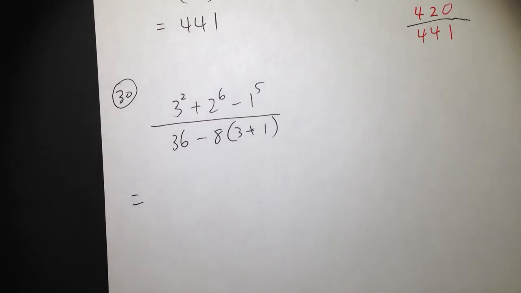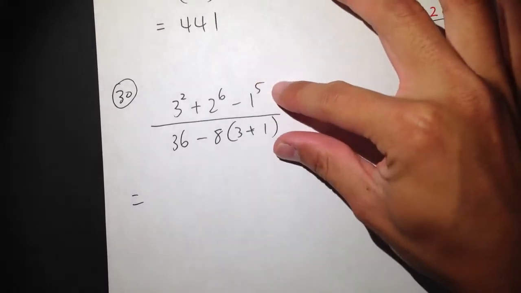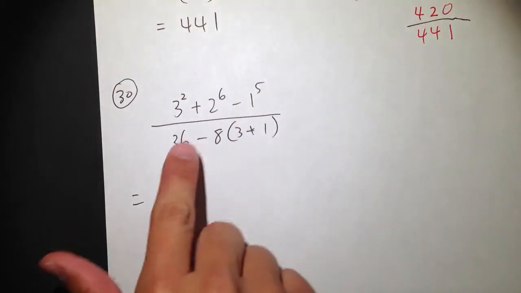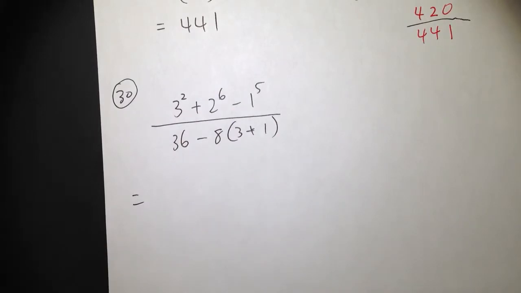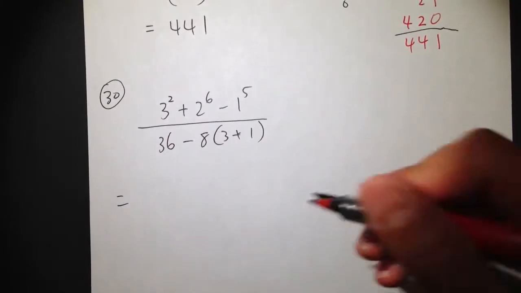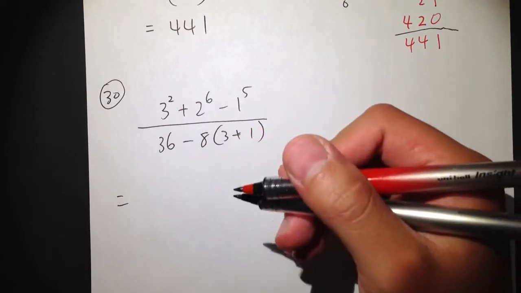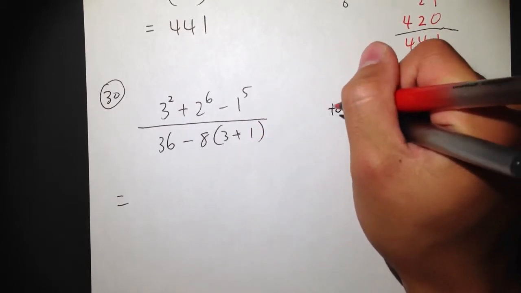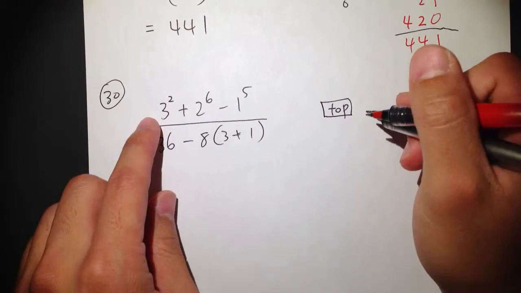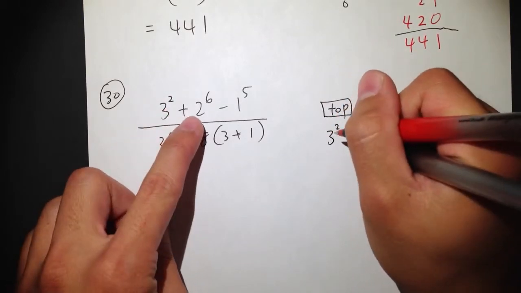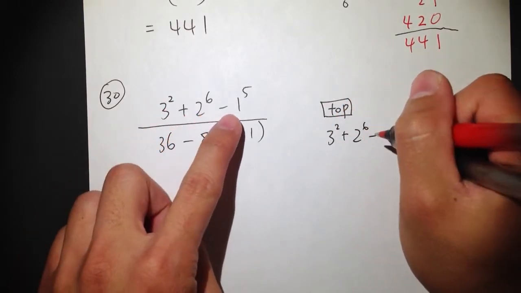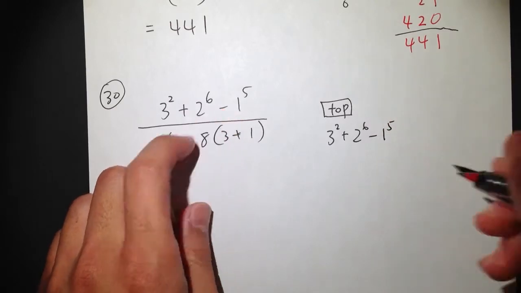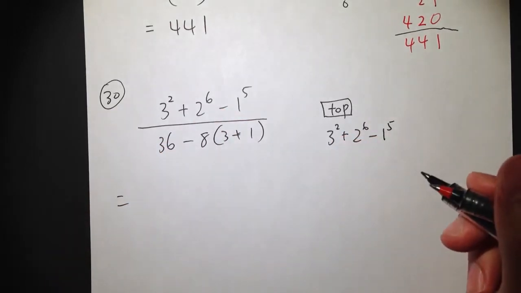Okay, so we have, again, the fraction, the top divided by the bottom. So let's do this separately. Let's look at the top, which is 3 squared plus 2 to the 6 minus 1 to the 5. And let's get the result of this first.